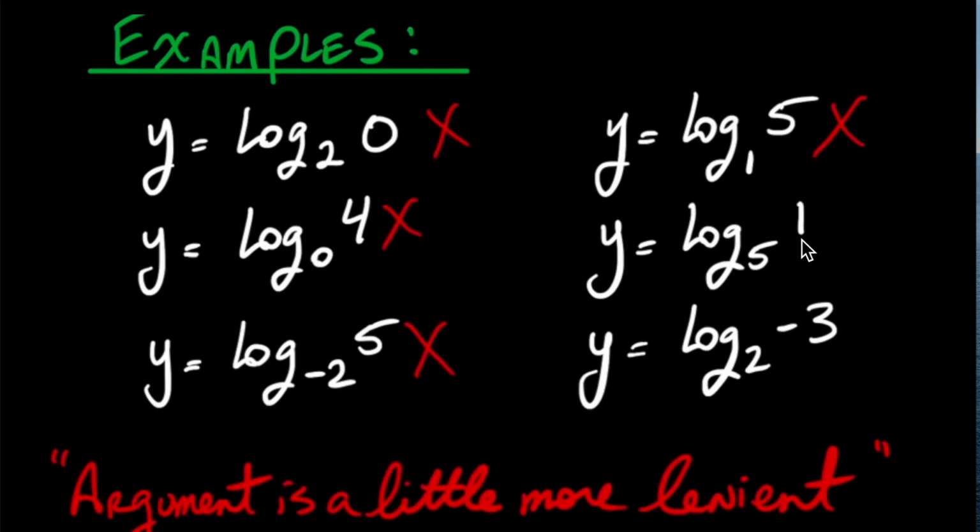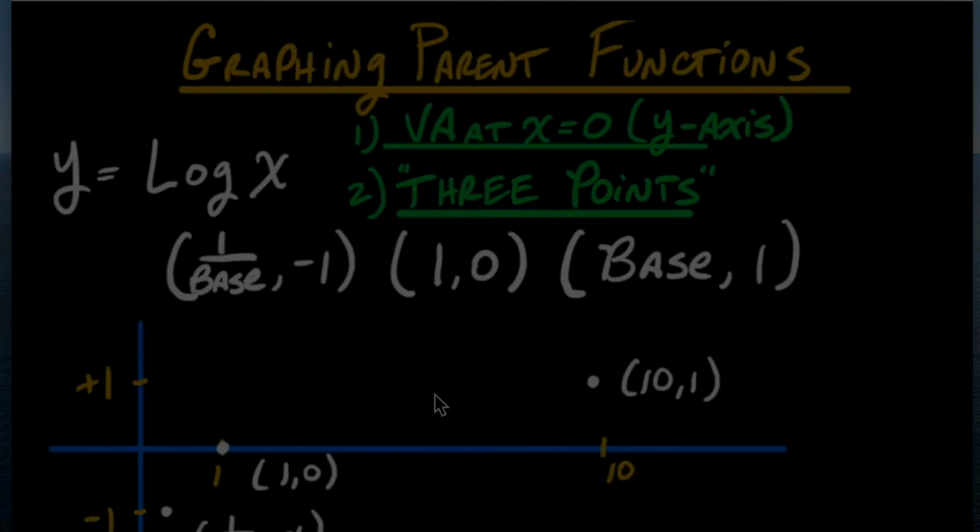Here, 1 in the argument. That is okay. Again, the argument is a little less restrictive. It's a little more lenient in that it allows for 1. Final one, we see a negative in the argument. Therefore, this is a red X. So if you want to go ahead and take a screenshot of this, I believe that would be advisable.